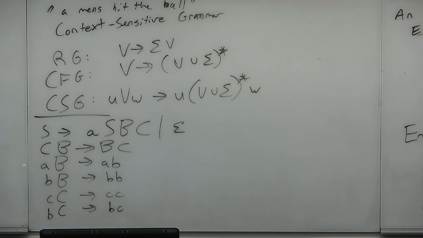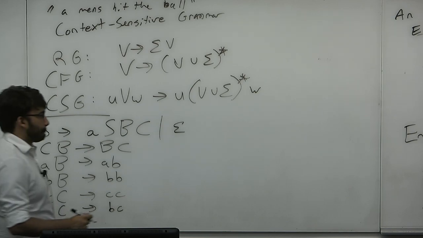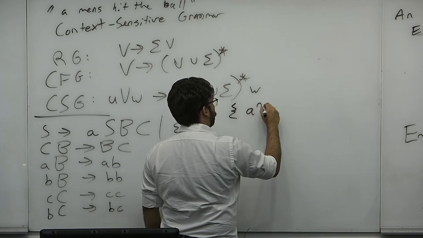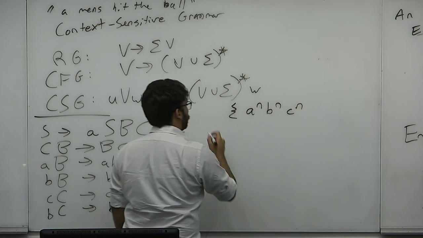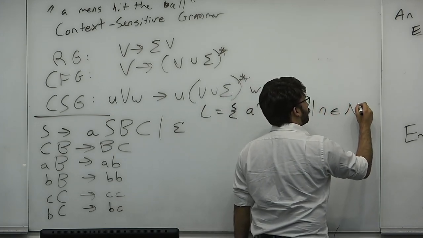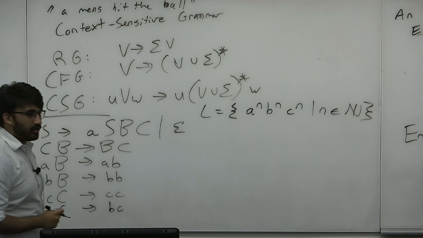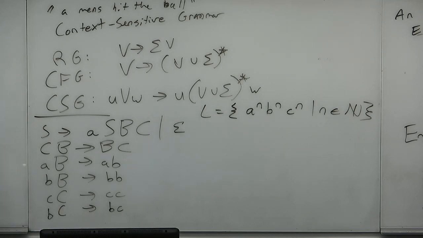What language does this grammar produce? Answer? A number of A's, a number of B's, a number of C's. I think they're different. I think they're the same. Unless I made a mistake, this produces a non-context-free language, A to the N, B to the N, C to the N. We'll prove later with an advanced pumping lemma that that does not have a context-free grammar. But this is what I claim is a context-sensitive grammar to decide this.